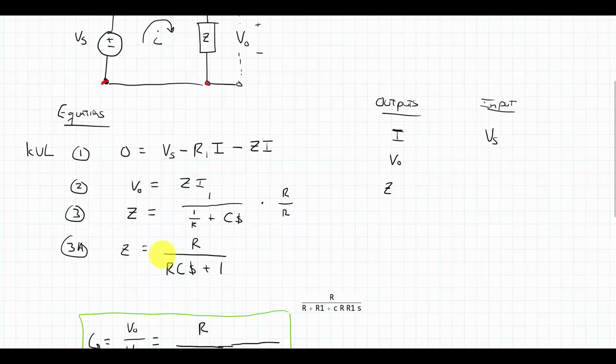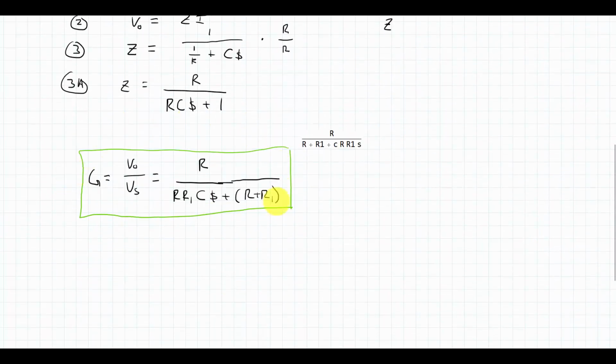Equations 1, 2, and 3 I then put into Mathematica to eliminate i, Vout, and Z, or really to solve for them and make sure that none of them were on the right-hand side. And from there, I was able to get my final transfer function Vout over Vs in the proper form, descending powers of s, and it's in terms of just the given parameters R, R1, and C.